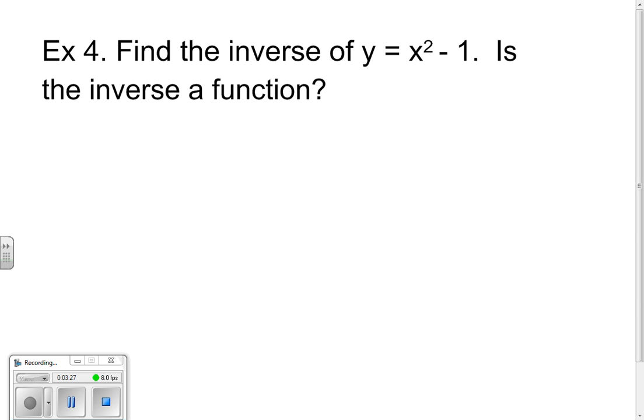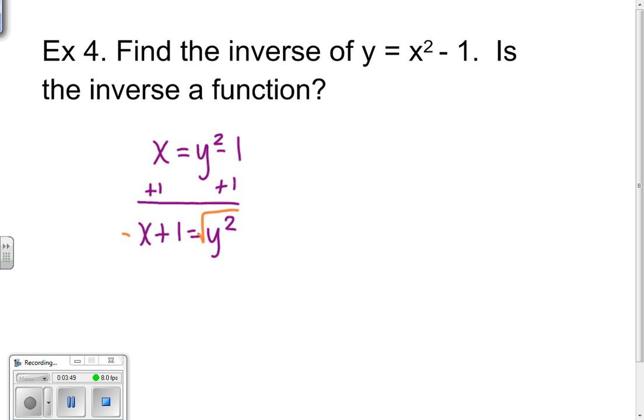Number 4, find the inverse of y equals x squared minus 1. First step, switch the x and the y. I'm going to make that x equals y squared minus 1. First step in solving that for y is to add 1 to both sides. So I have x plus 1 equals y squared. To undo a y squared, you have to square root. At the beginning of this chapter, we learned that if we square root, we do need a plus or minus.